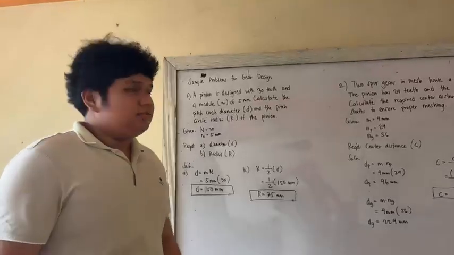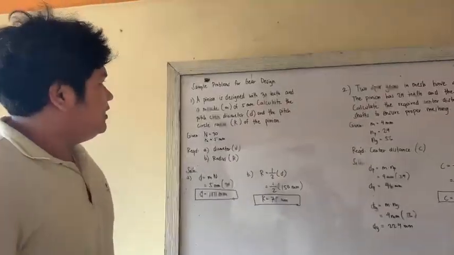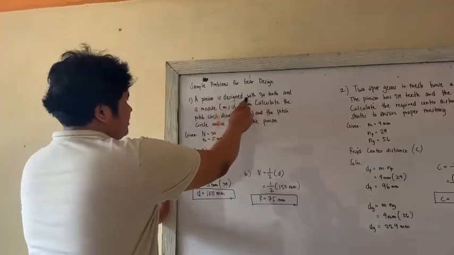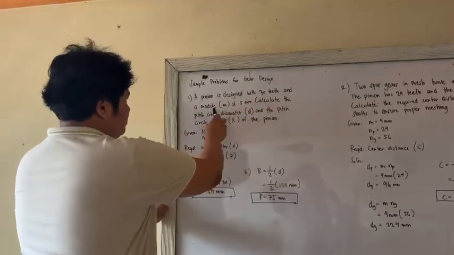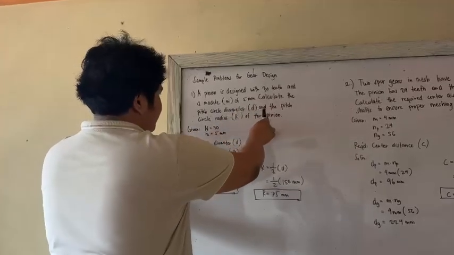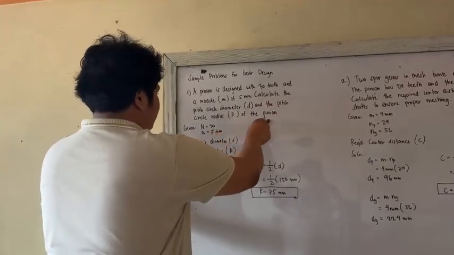So today we're going to solve sample problems for gear design. So now we have number 1. A pinion is designed with 30 teeth and a module of 5 mm. Calculate the pitch circle diameter and the pitch circle radius of the pinion.